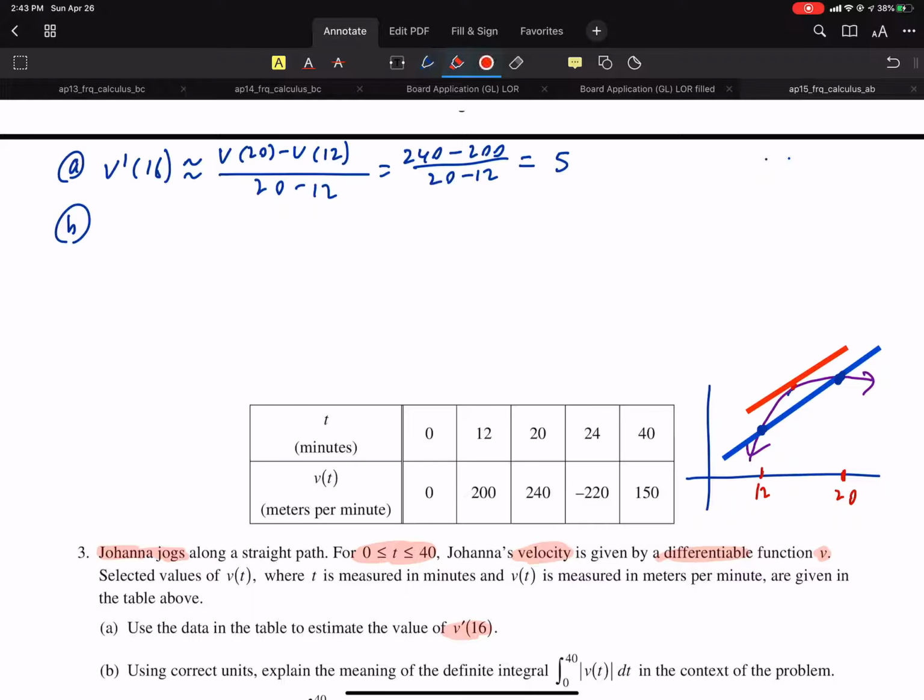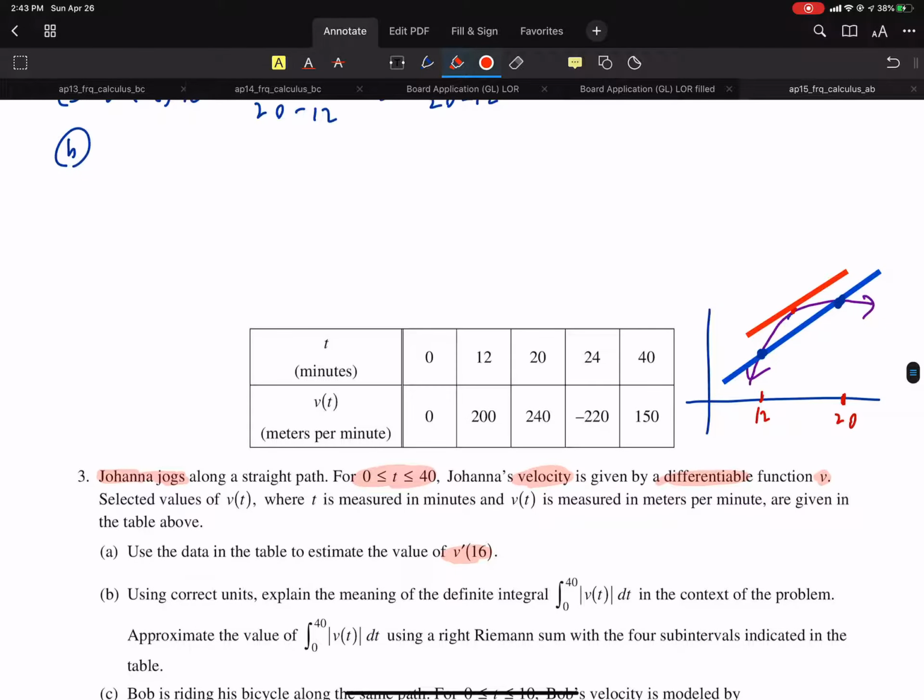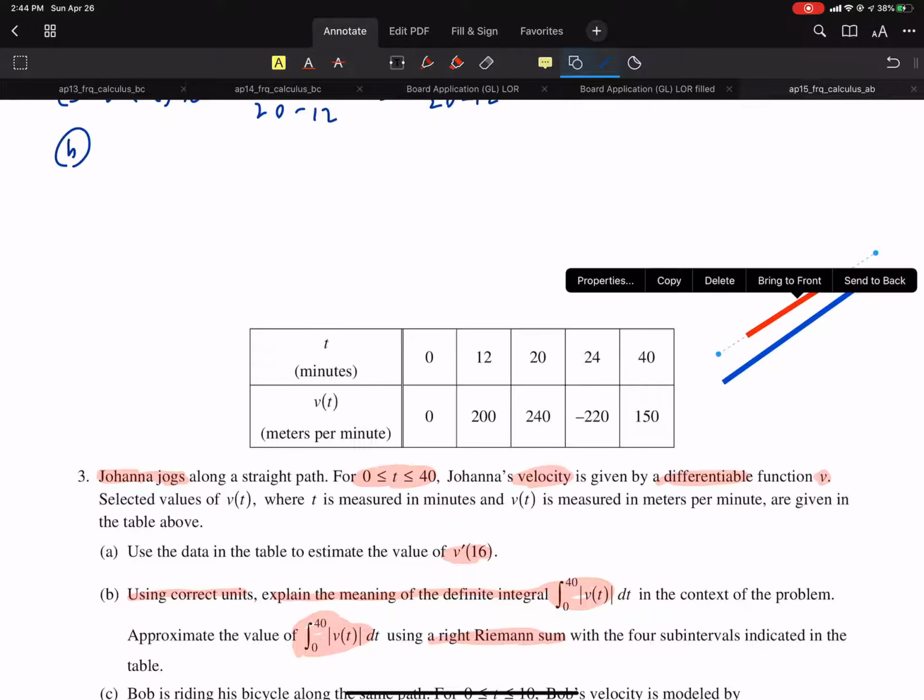Part B. So using correct units, explain the meaning of this integral and approximate this value using a right Riemann sum. So let's do the first part. We're going to interpret the meaning. So let me draw another example for you so you can see kind of what's going on.